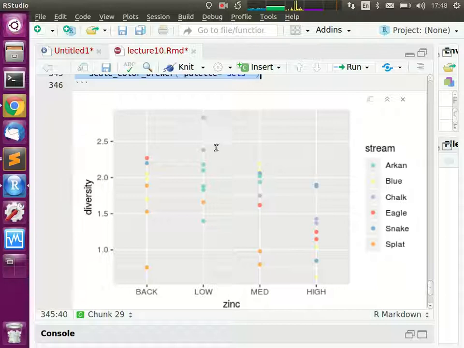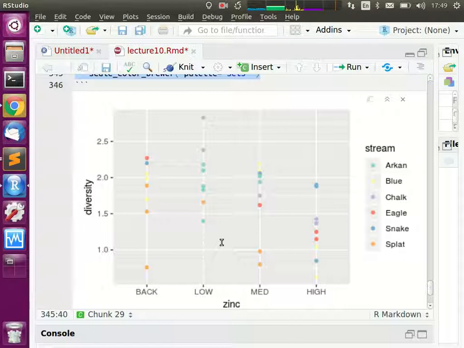But here you now can see this, and now we can, of course, wonder, maybe if we calculated our mean not only separately for each of the four zinc concentrations, but also separately for each stream, we would get higher, we would explain even more of the variance. Of course, you can imagine the mean that we should put for the chalk river should always be a bit higher than the mean that we should put for the splat river.